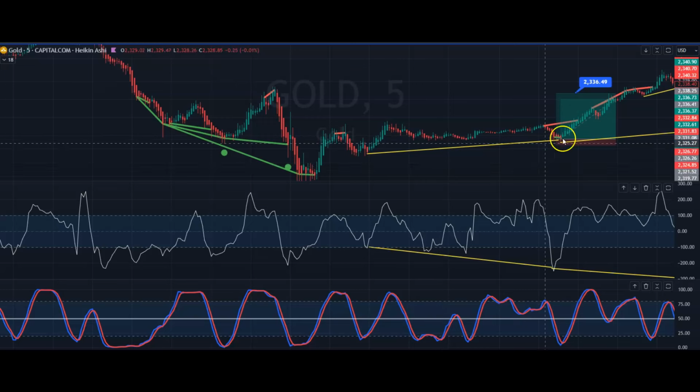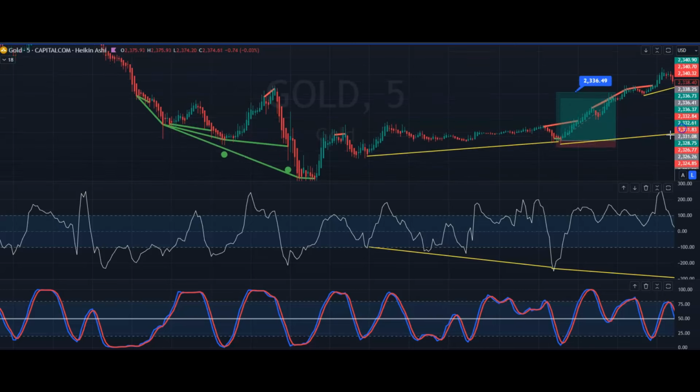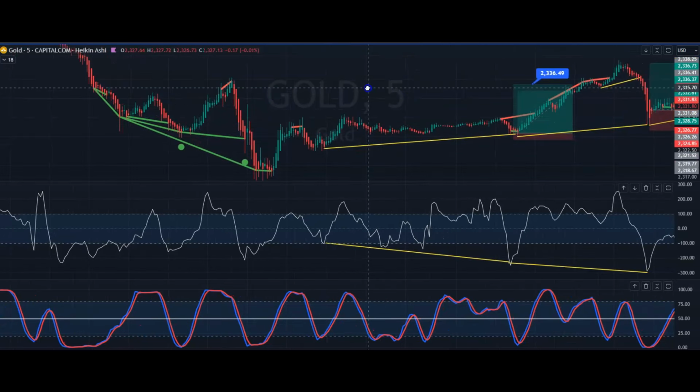So let me explain divergence, and in particular hidden divergence. The reason why it's called hidden divergence is that it's not easy to see. So this is the idea of this video. So here we are. First of all, we have to understand market structure.